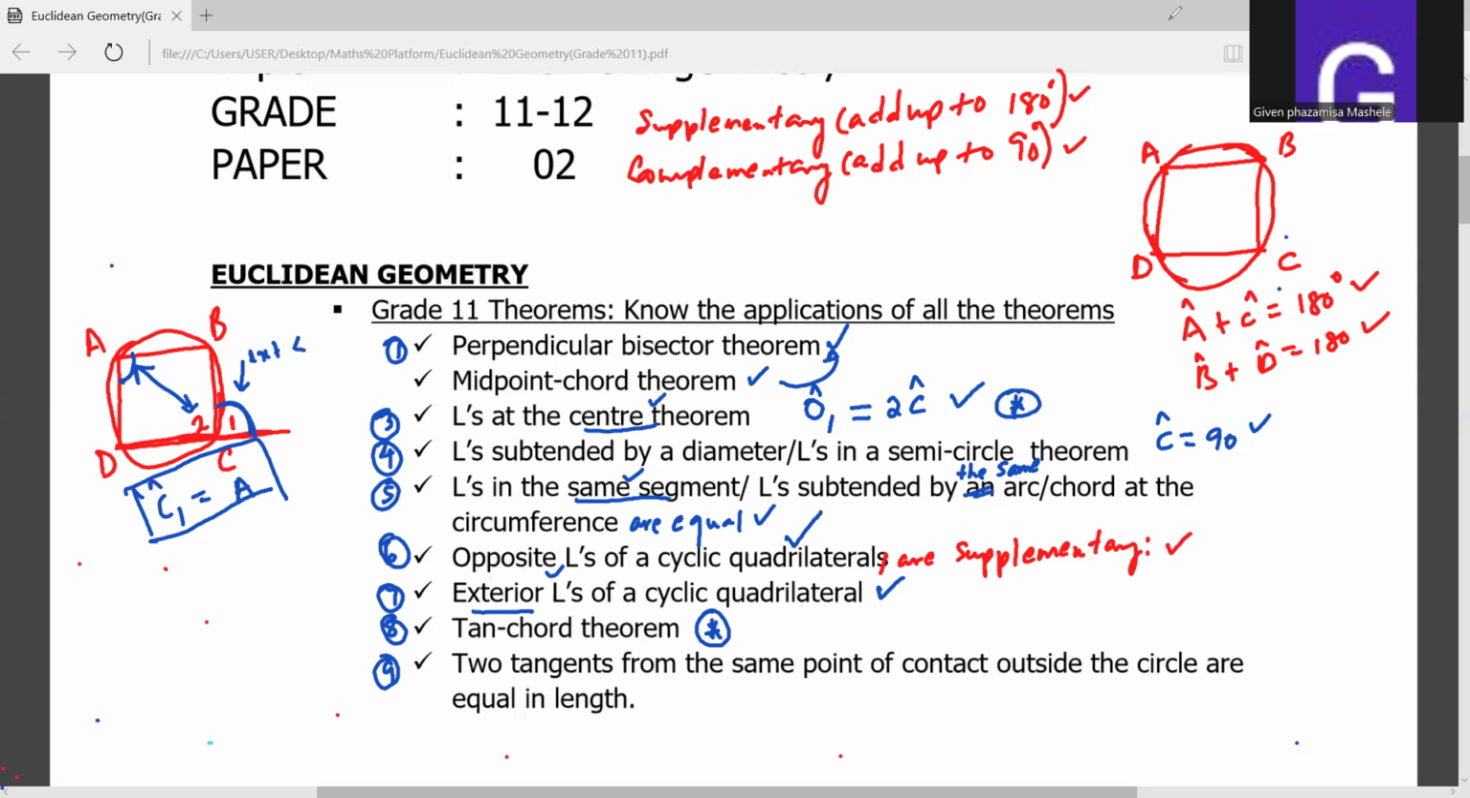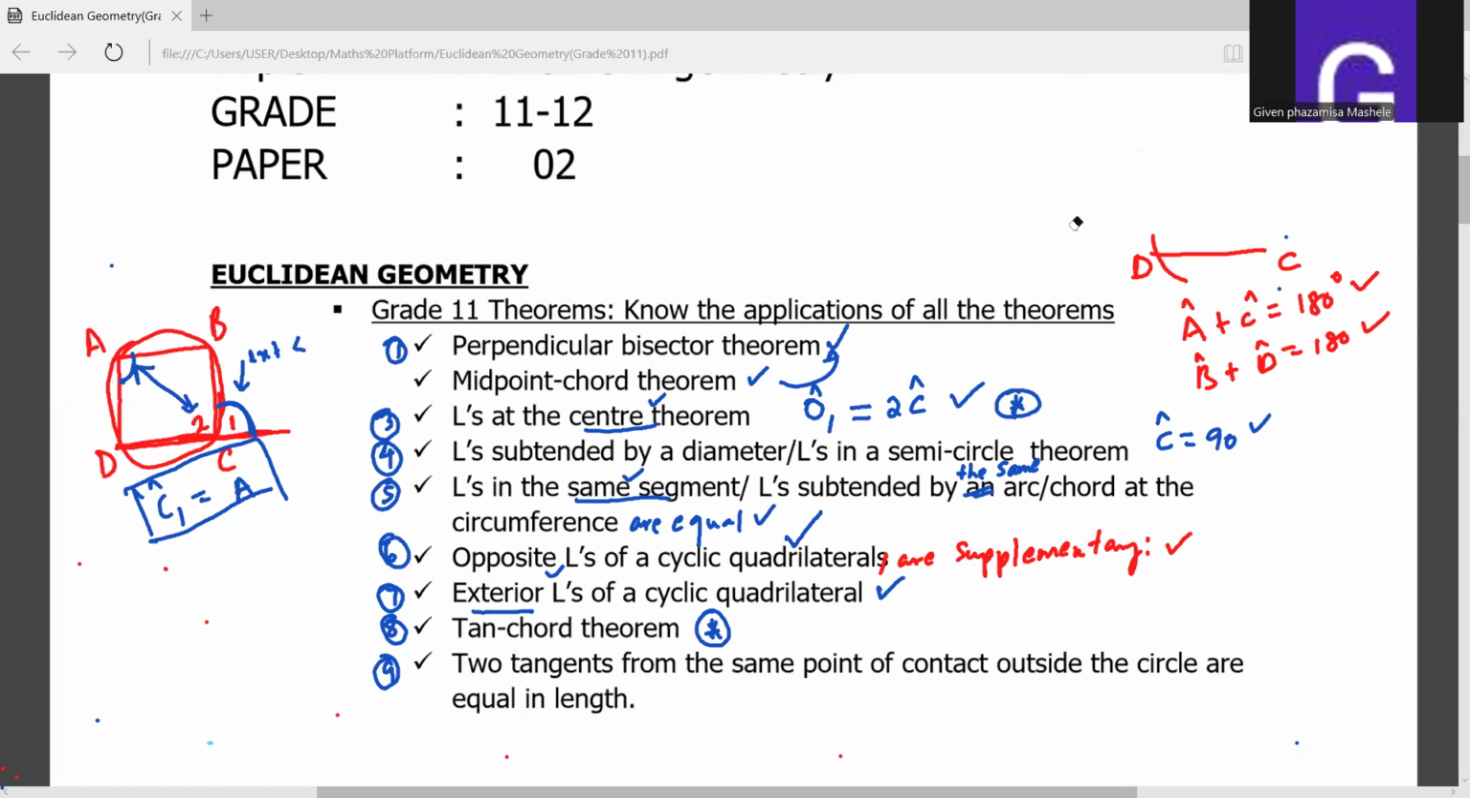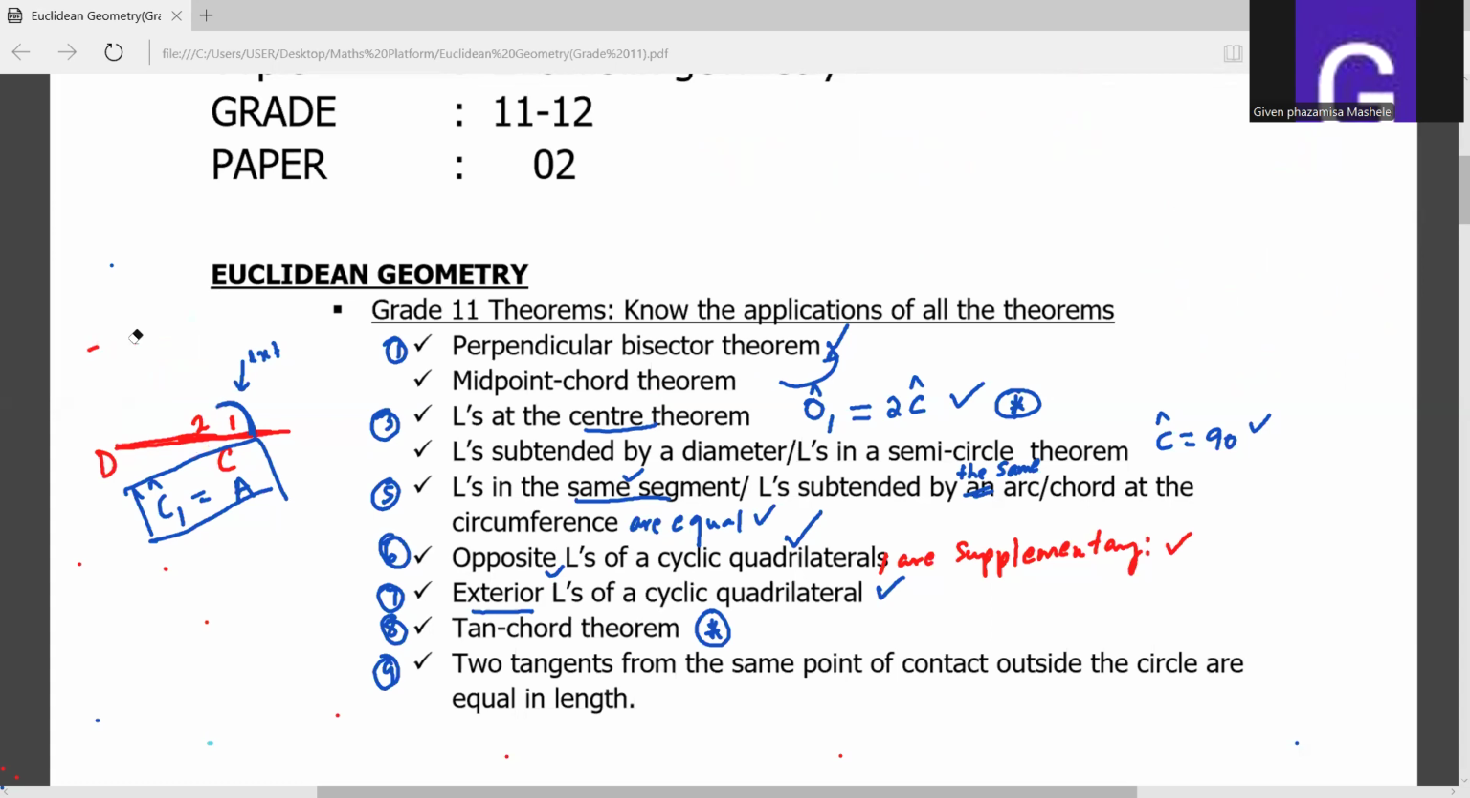Now, let me talk about the tan chord theorem. This is very important, guys. As long as you know what you are doing, even if you forgot how to prove the theorem, once you're able to recite them or use them in solving riders, you're good to go. This is one of the easiest, both in grade 11 and 12. If you're in grade 12, you need to know this theorem, especially when you're going to deal with similarity of triangles. Very, very important, guys. Right, let's talk about the tan chord theorem without wasting time.